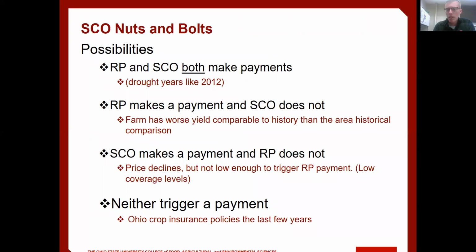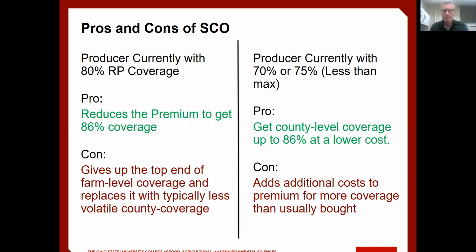So, the nuts and the bolts. There is a possibility that revenue protection and SCO can both make payments in the same year. Think 2012, a drought year where both programs triggered payments. It is possible for one to trigger and not the other, and that's what's represented in the next two bullet points. And it's possible that neither an area policy nor your individual policy trigger a payment. The last few years outside of 2019, we didn't have any crop insurance payments, and that would be representative here in this fourth bullet point. So just keep in mind that all these options are on the table when you select an SCO policy.